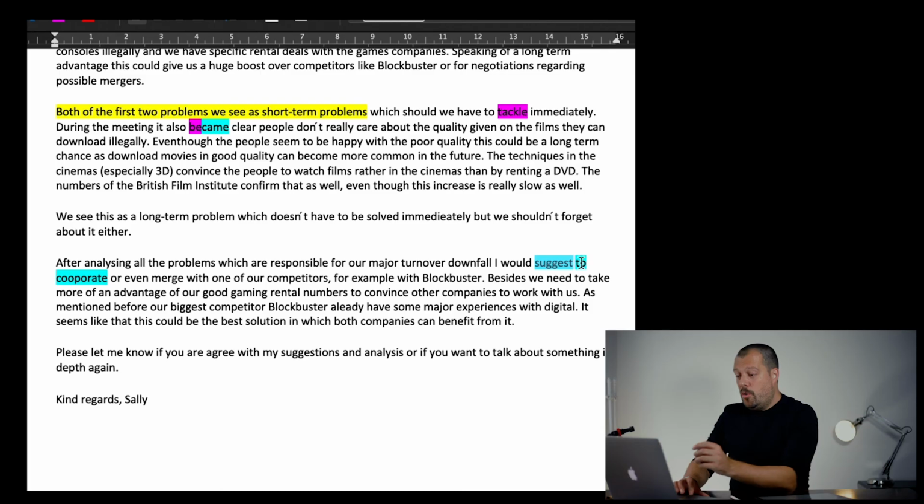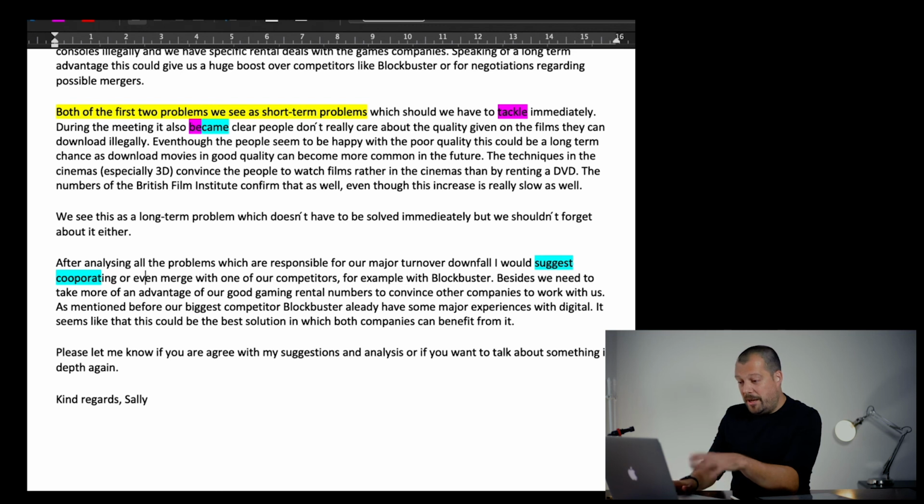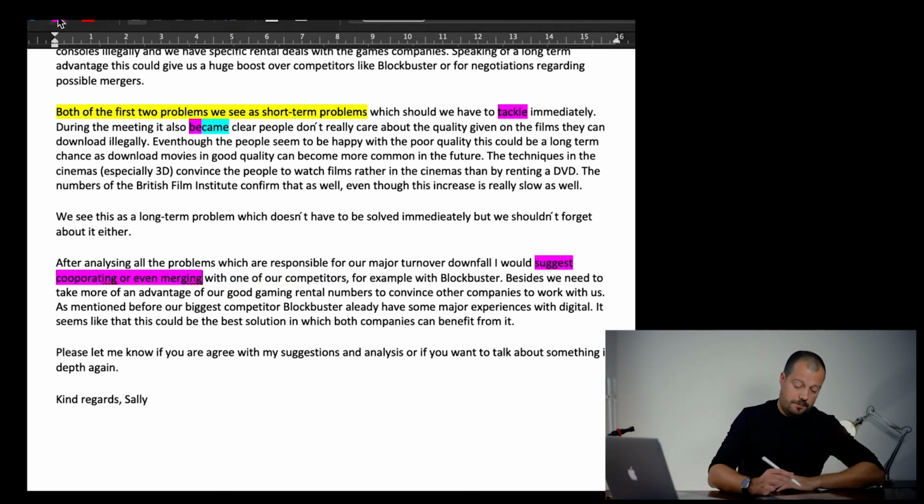Now, unfortunately, there's not really a system here. You just have to sort of learn all the verbs which require the ing form and all the verbs which require the infinitive. Suggest is a popular one. Unfortunately here, we need the ing form for suggest. So he said, I would suggest cooperating or even merging. It applies to all the verbs which follow it. Then we have that correct. So ing form, infinitive stroke ing form. Some people call this the gerund, but the gerund is actually only one form of the ing form. That is something else we need to look at.